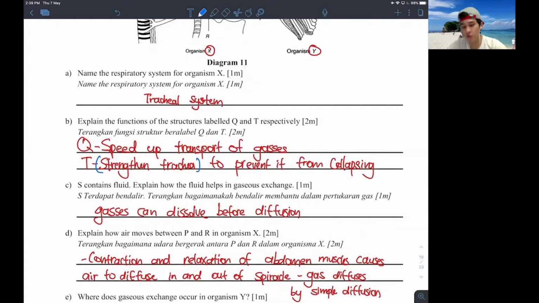S contains fluid. How does fluid help in gas exchange? Remember, all the respiratory structures we learned last week have a moist, wet surface. So what is the function of the fluid, the moist surface? It is so that gases can dissolve before diffusion.